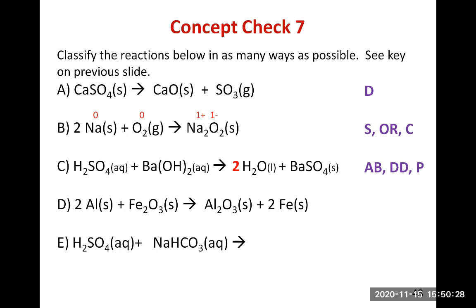Example D. So we have 2 aluminum metal plus Fe2O3 solid gives Al2O3 solid plus 2 iron as a solid. We can see we have aluminum as a solid metal and iron as a solid metal, which means they have an oxidation state of 0 there. We see that they are both elements, and they are accompanied by a compound.